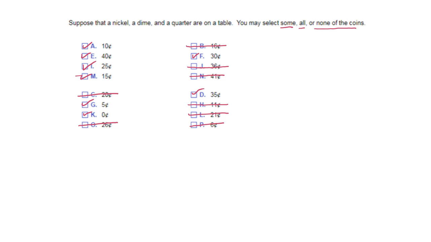Essentially, what we found are the subsets for this description. We have 3 coins, so we would have 3 elements. So 2 to the third power gives you 8 subsets. So we found these subsets. And if you count all of these, 1, 2, 3, 4, 5, 6, 7, we were able to find all 8 subsets.